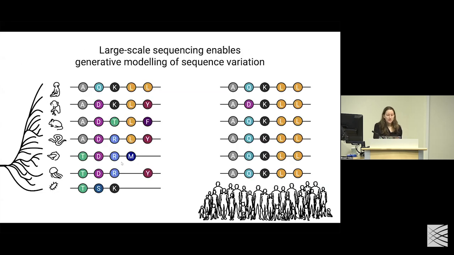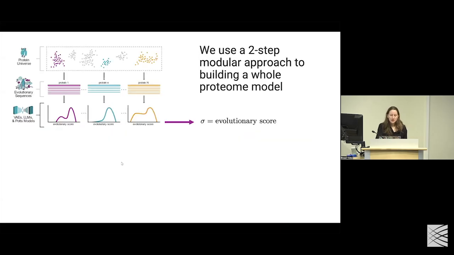So what we did is we said, what if we could combine this evolutionary information with information from biobanks? We use a two-step modular approach for building a whole proteome model. In this example, we're not taking a single EVE model for a single protein. We're going to make models for the whole proteome. I don't think we've quite reached 20,000, but we've got a lot.